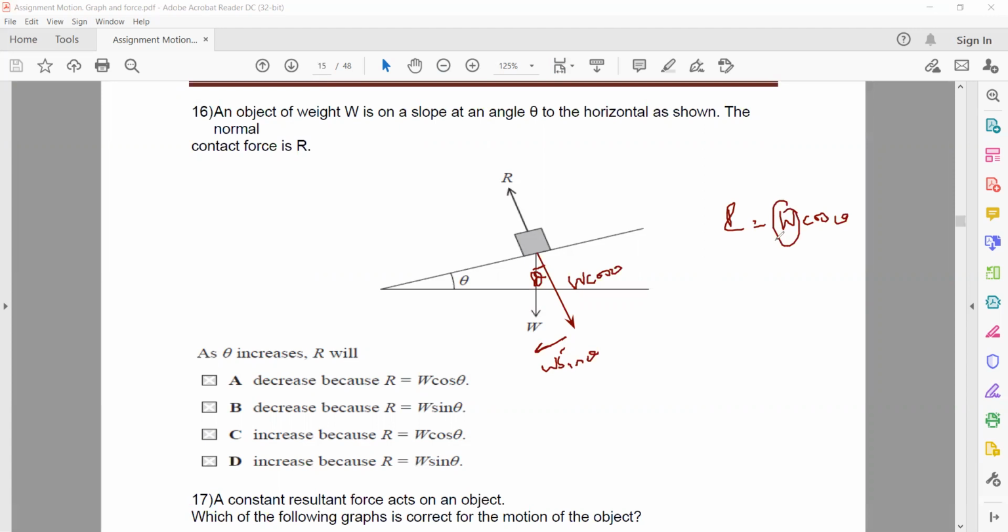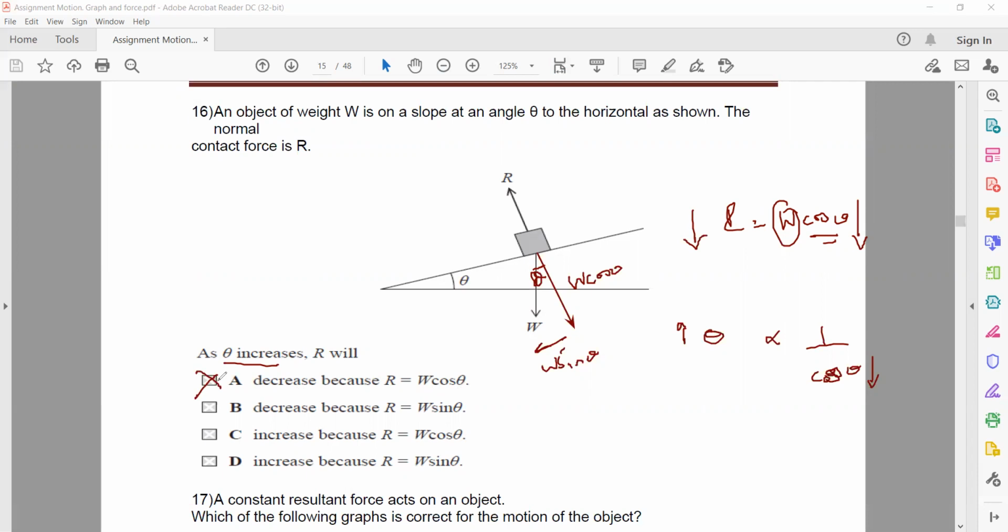W is constant. And what is the relation between theta and cos theta? Theta and cos theta are inversely related. If the value of theta increases, the value of cos theta will decrease. So when we increase theta, cos theta decreases, and since the weight is constant, the value of R will also decrease. R is equal to W cos theta, so A is the right answer.